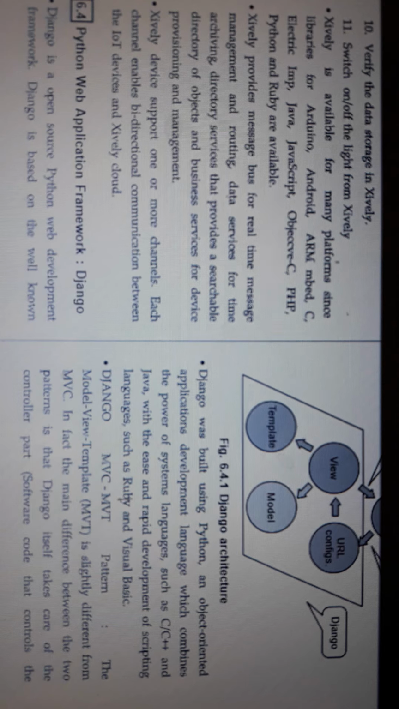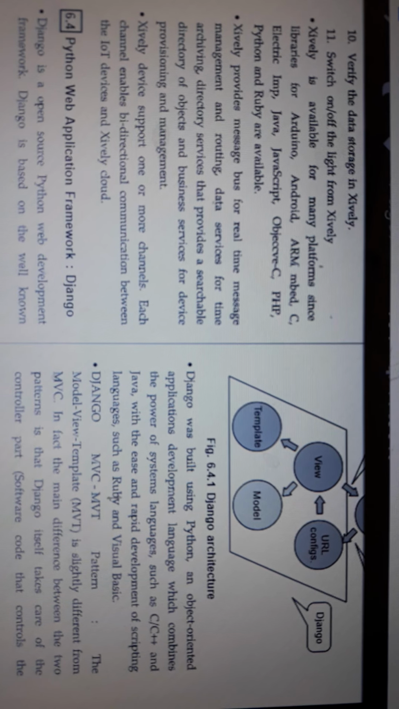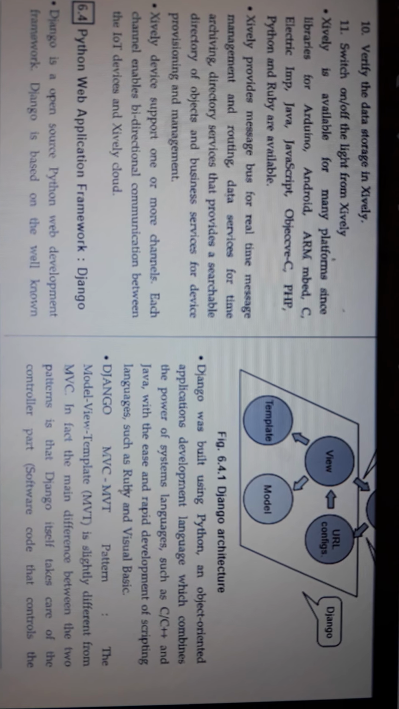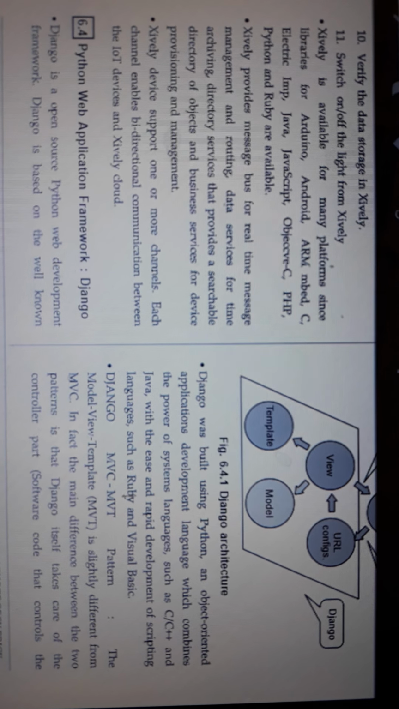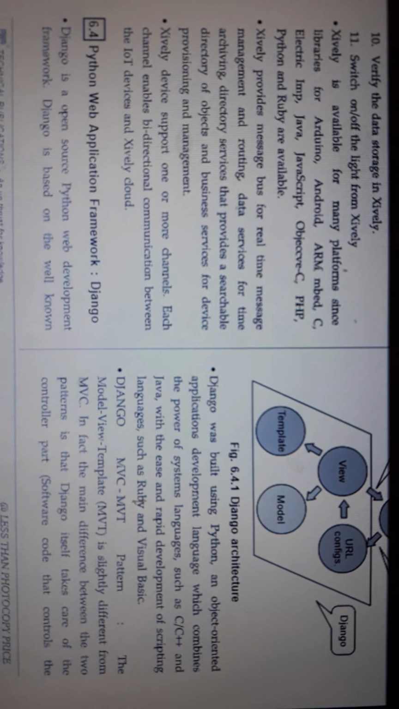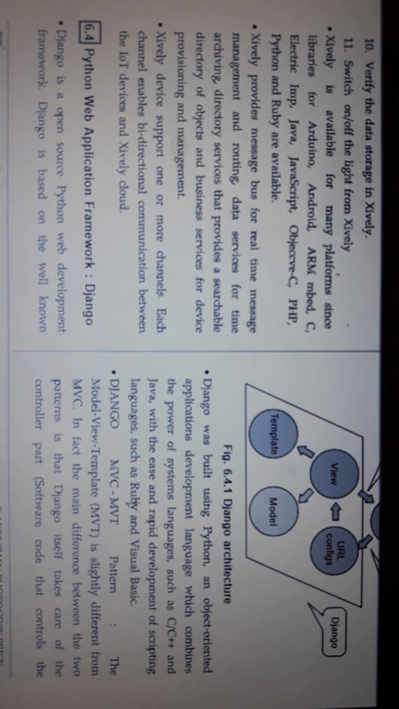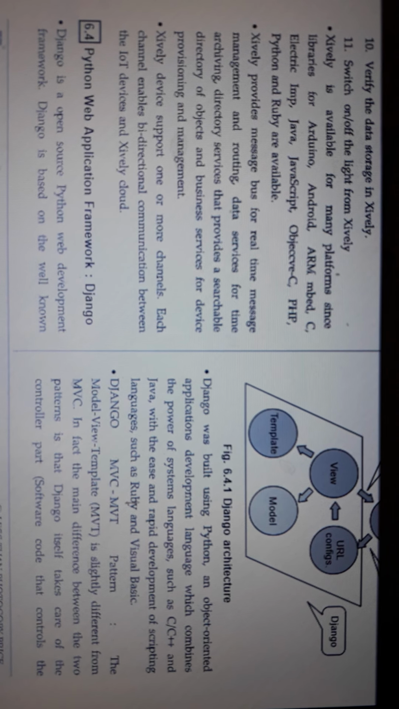Django was built using Python, an object-oriented application development language, which combines the power of systems languages such as C, C++, Java, with the ease and rapid development of scripting languages such as Ruby and Visual Basic.